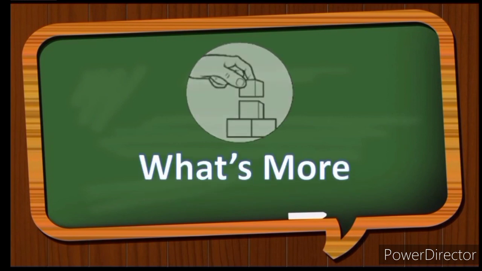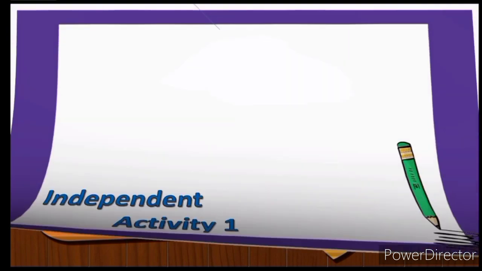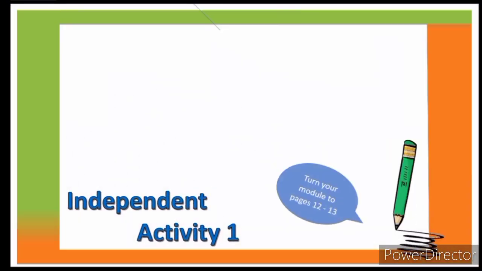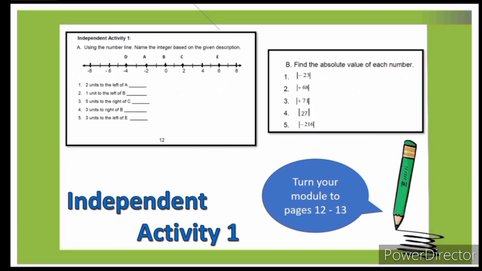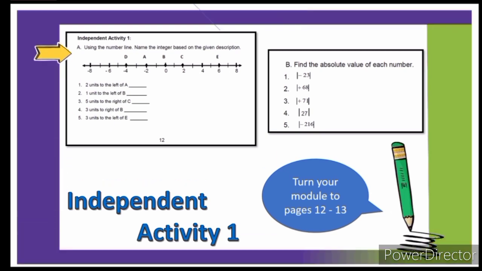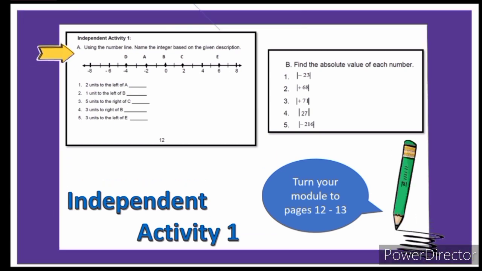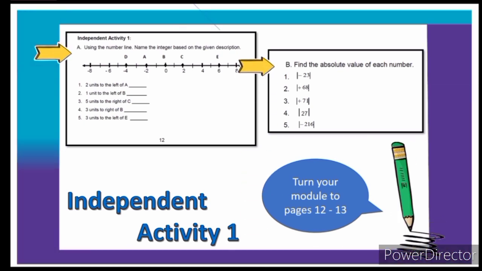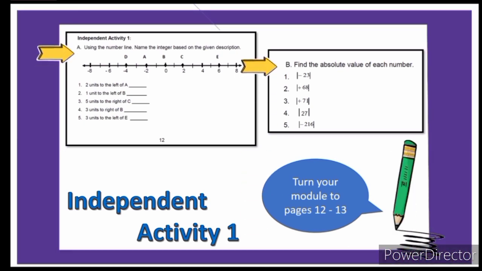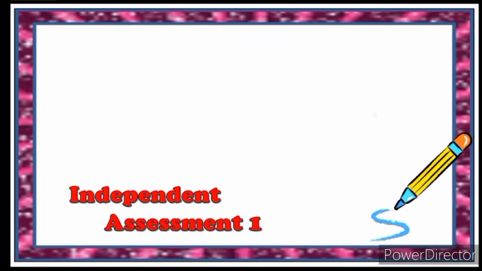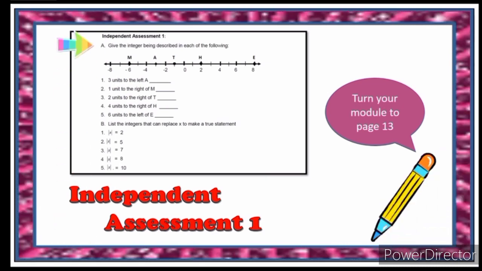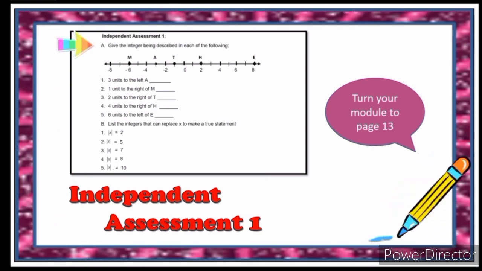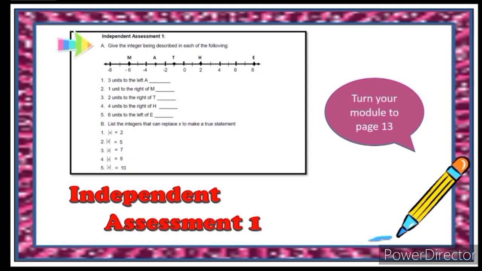What's more? Independent activity number 1. Turn your module to pages 12 and 13. Using the number line, name the integer based on the given description. For letter B, find the absolute value of each number. Independent assessment number 1. Turn your module to page 13. Give the integer being described in each of the following. And for letter B, list the integers that can replace x to make a true statement.